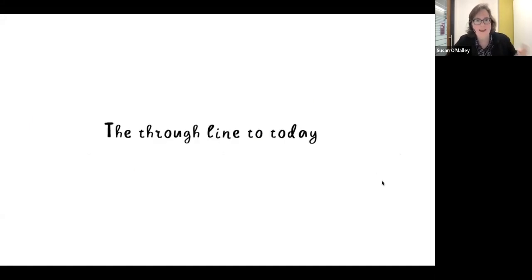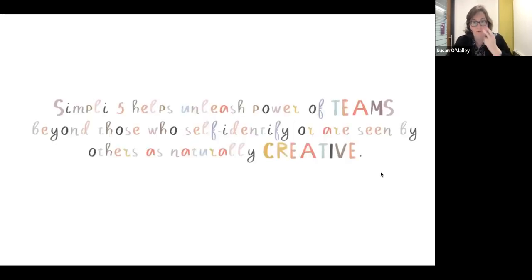So the through line to today in the 5 Dynamics system, I really want to just say that I believe in this tool. Of all the tools that I've used during my lifetime, I think it is the single most powerful tool that unleashes the capacity of teams. And specifically, it unleashes the capacity of teams beyond those who self-identify or are seen by others as naturally creative. As far as I'm concerned, this is the only system that I've seen that can truly create a level playing field where we're able to tap into the capacities of everybody to be creative, not just those that identify with a certain energy type or a certain way of being.